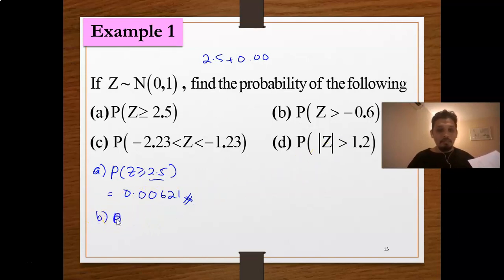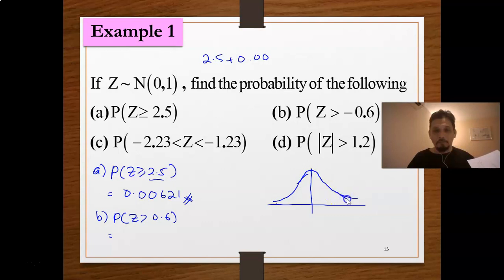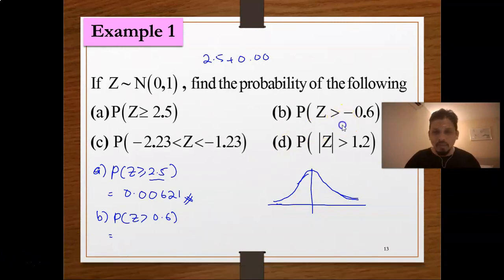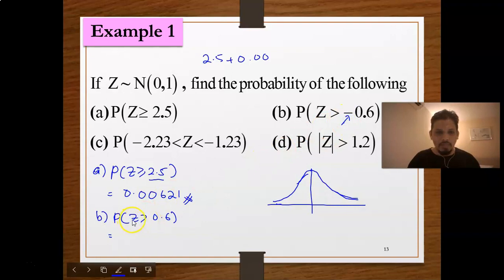Then the next one, for B, the probability of Z greater than negative 0.6. For this one here, let's say this is the bell-shaped graph. Look at the question here, be careful not to make a mistake: it is Z greater than negative 0.6. So just imagine that it's a negative 0.6 here, and it is greater than.